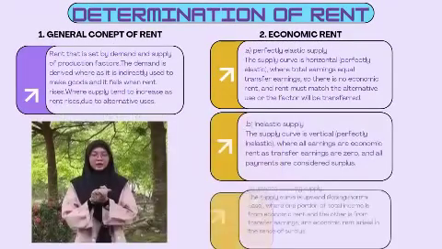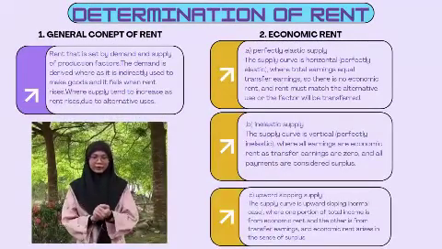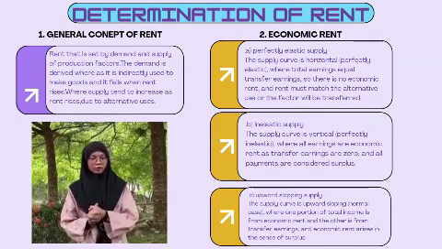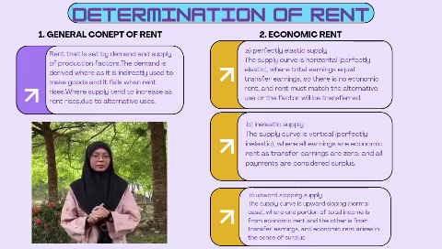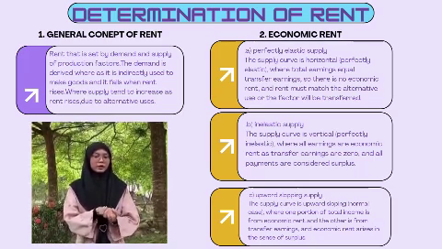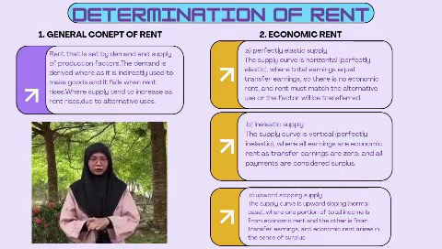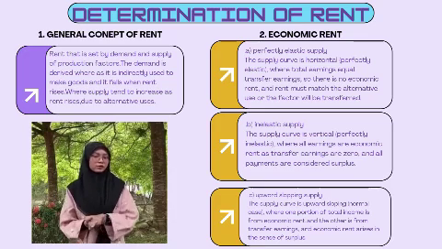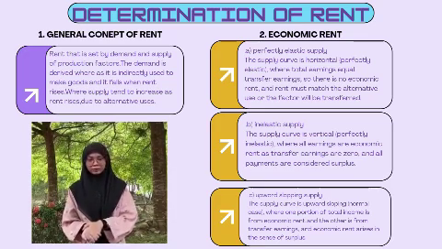Now, the determination of rent is divided into two parts. First, the general concept of rent and economic rent. The general concept of rent is set by demand and supply of production factors. The demand is derived, whereas it is indirectly used to make goods and it falls when rent rises, whereas supply tends to increase as rent rises due to alternative uses.